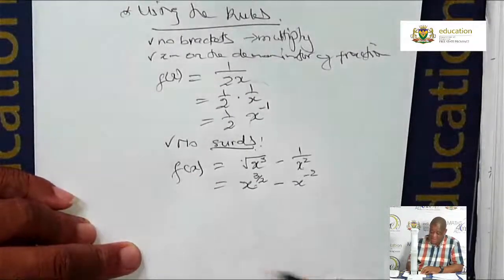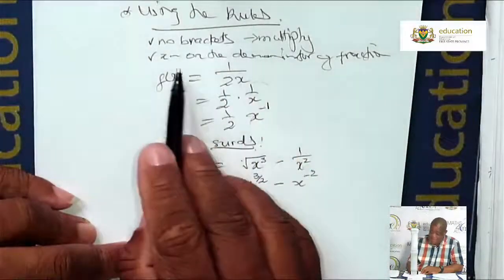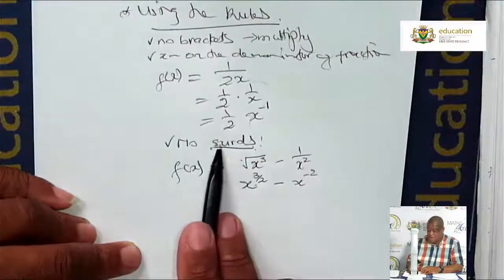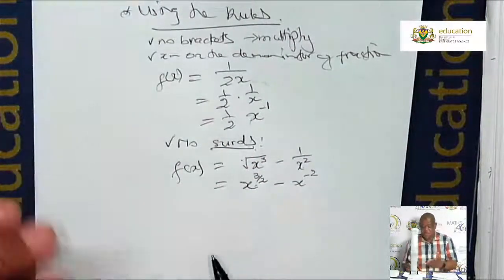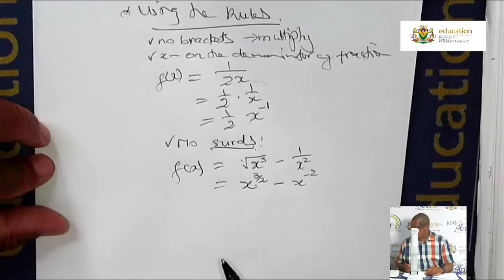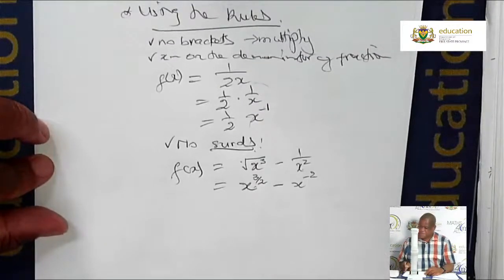These are the three things that you must guard against: brackets, the fraction, as well as no sets. If you can guard against those, then you'll be able to use the rules in differentiating, on that part of calculus where we are using the rules.